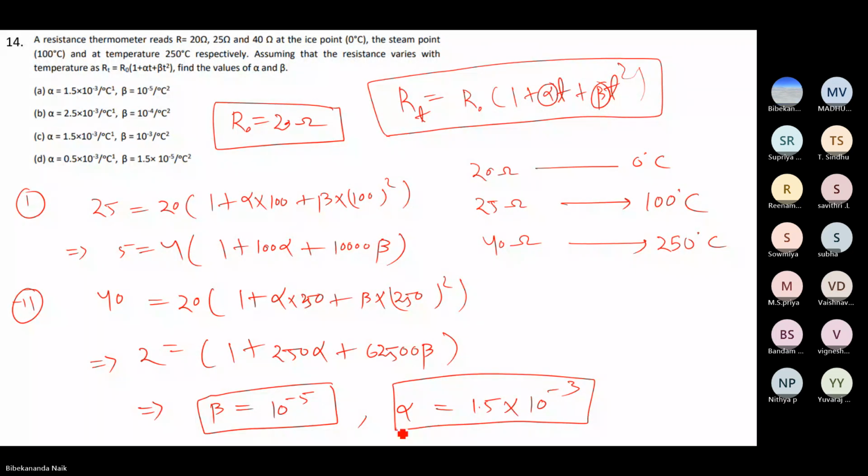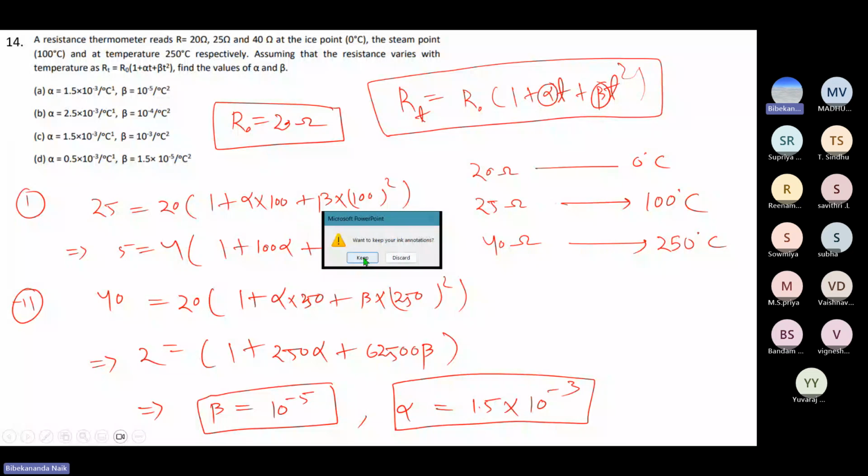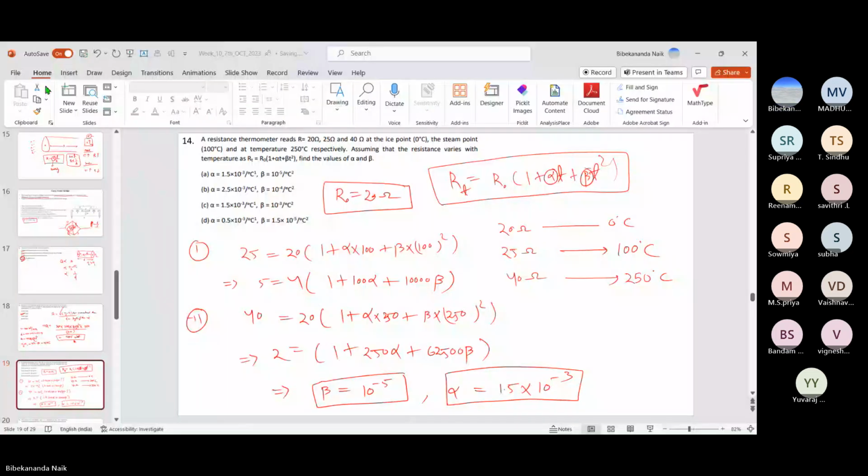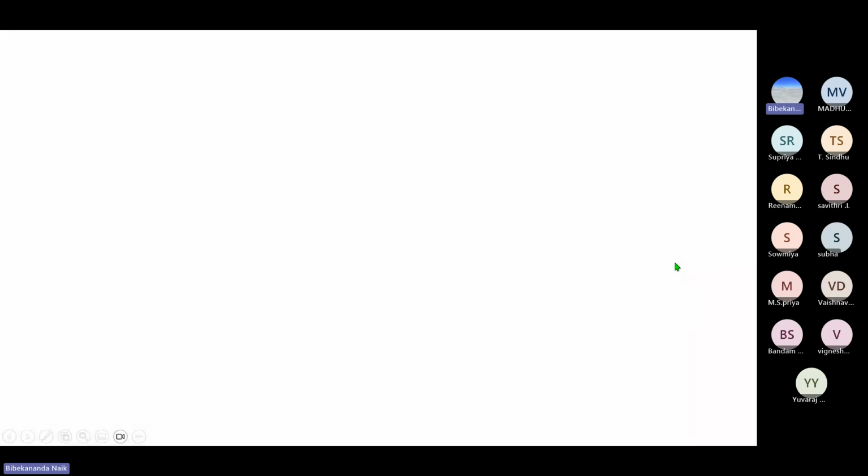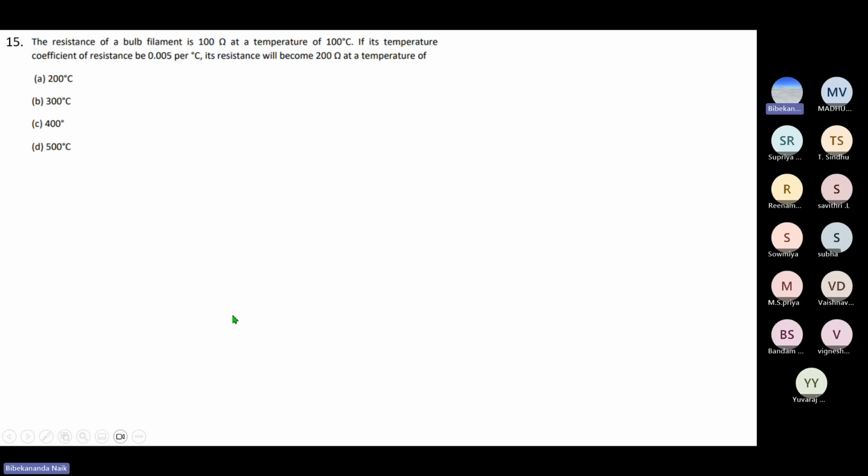So what we can do, we can solve. So can you solve it now or do I need to solve it completely? I request you to please respond, because if you can't solve these two equations, then I will be solving it now. Or if you can, then I will proceed towards the next question. Okay, so I think you can solve it. So let's consider the next question.